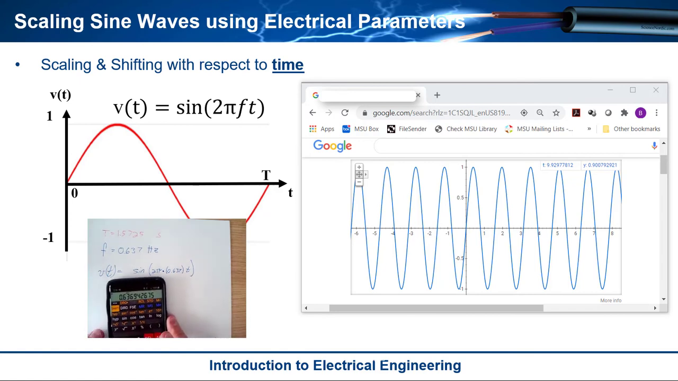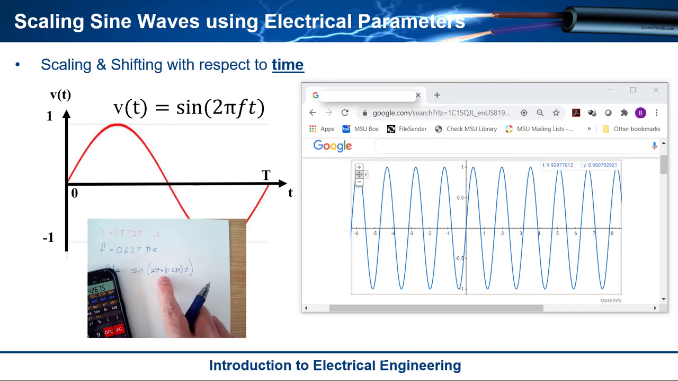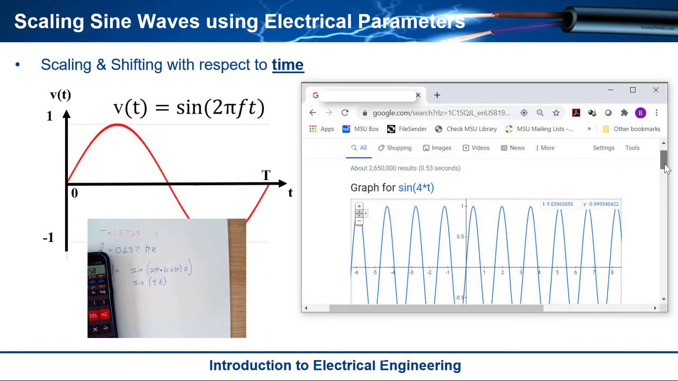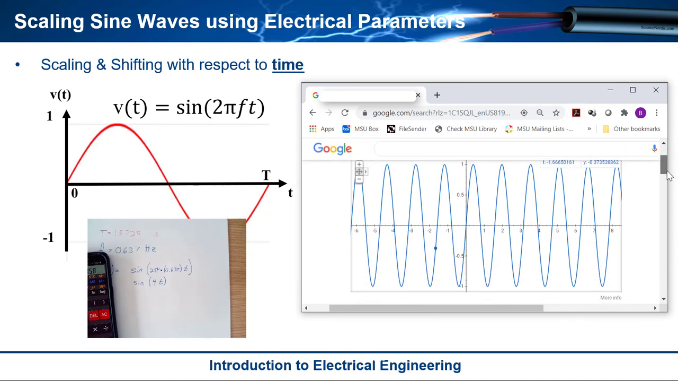Okay, so that's what the expression would look like. Just to check our work though, let me multiply that all together, even though we sometimes don't do that. I'm going to take that and multiply by 2 times pi. And I end up with, that's the same as saying sine of 4t. So I come back up into my little Google plot here, and lo and behold, this is sine of 4t. Okay, so it worked.